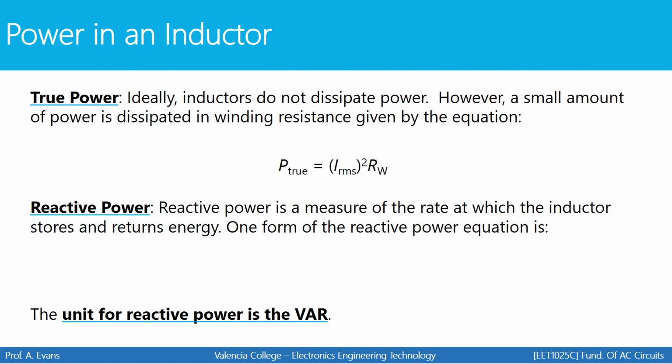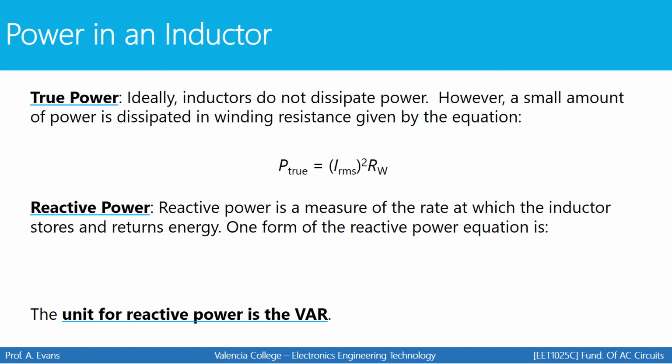When we talk about power in an inductor, ideally inductors also do not dissipate any true power. In the real world, though, a coil of wire is always going to have a very small amount of resistance we call winding resistance. That winding resistance will generate a very small amount of true power in a real-world scenario.